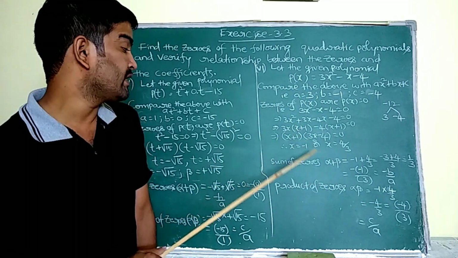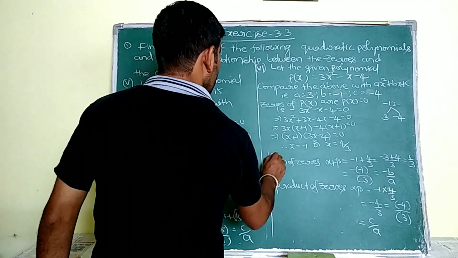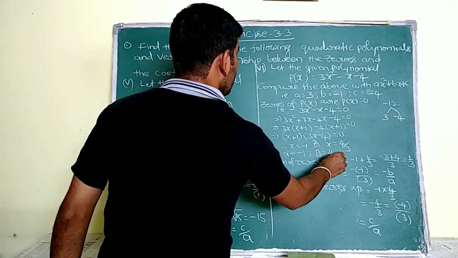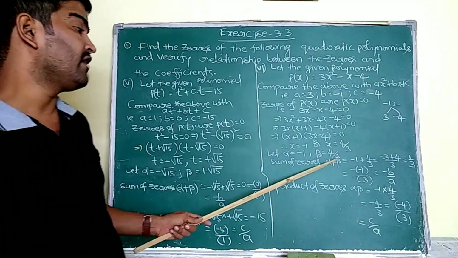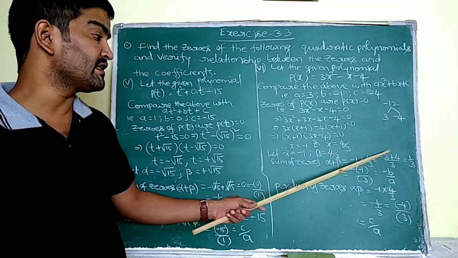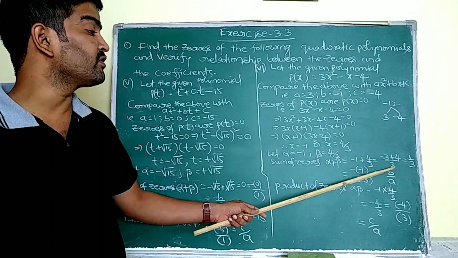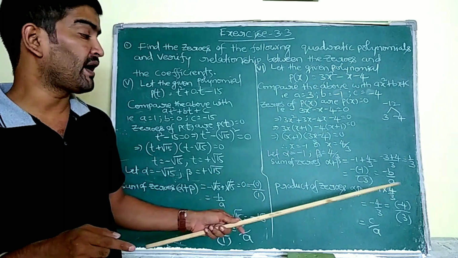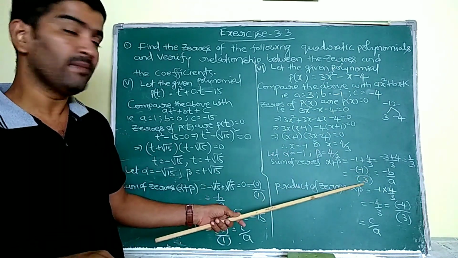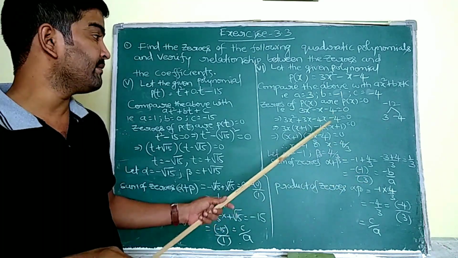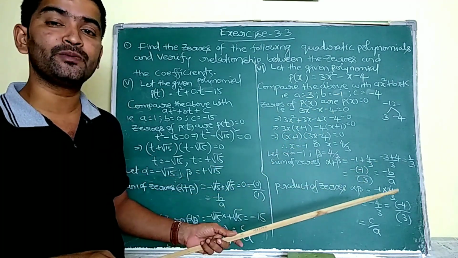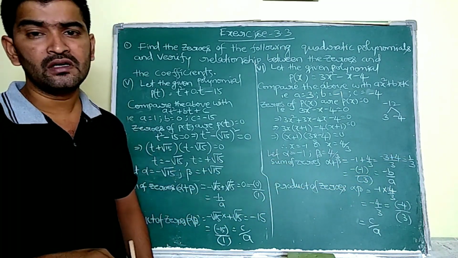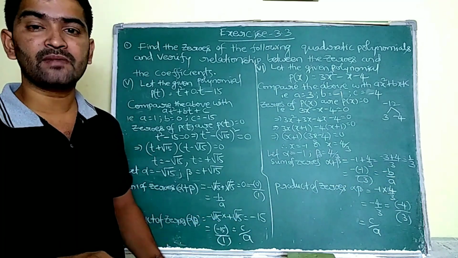So assume one as alpha, another one as beta. So let alpha is equal to minus 1 and beta is equal to 4 by 3. Therefore sum of zeros alpha plus beta is equal to minus 1 plus 4 by 3. By taking LCM, minus 3 plus 4 by 3 is equal to 1 by 3. Now I have to verify whether that 1 by 3 is equivalent to minus b by a or not. Minus of b by a. B means here minus 1, a means 3. So minus of minus 1 means plus 1 by 3. That is equivalent to 1 by 3 only. So it is verified as minus b by a.